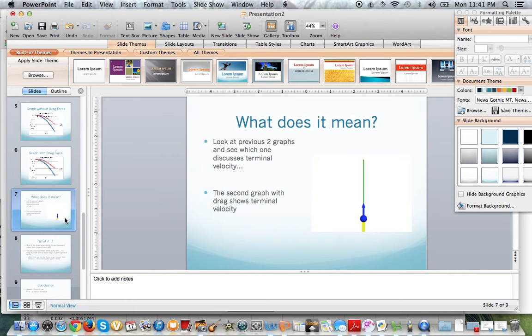The first question was, what does it mean? If you look at the previous two graphs, you can see which one discusses the terminal velocity, and it's definitely the one with drag force, because when the code was run, you can see in this picture that the drag force increased as the ball dropped, thus making the ball reach its terminal velocity.